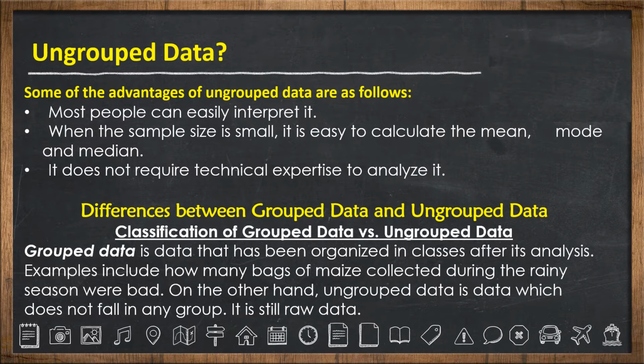Okay, the classification of grouped data versus ungrouped data. Grouped data is data that has been organized in classes after its analysis. Examples include how many bags of maize collected during the rainy season were bad. On the other hand, ungrouped data is data which does not fall in any group. It is still raw data.